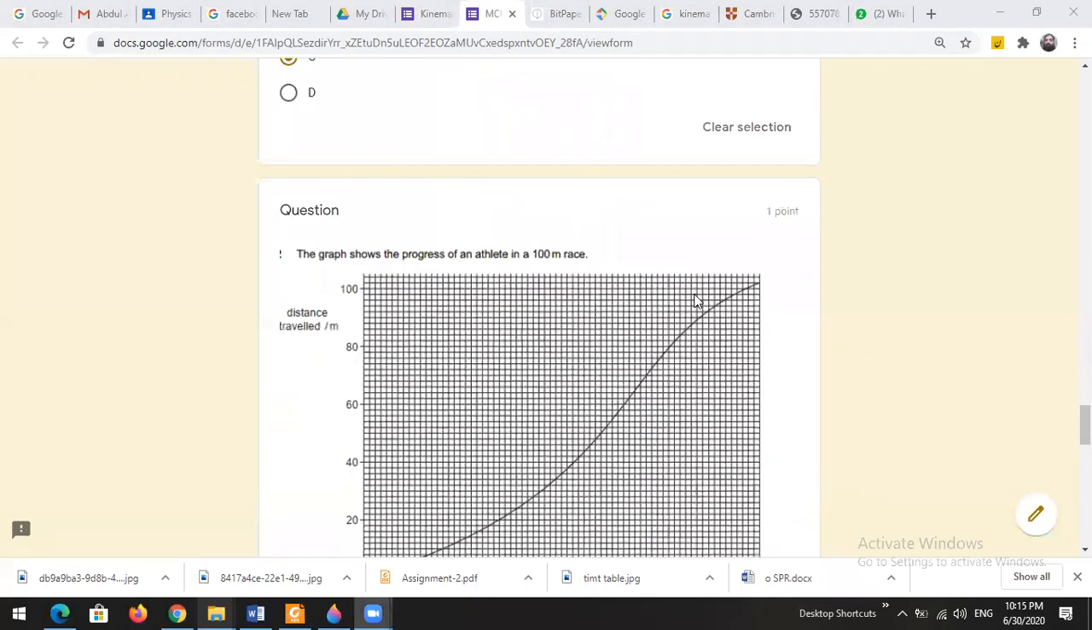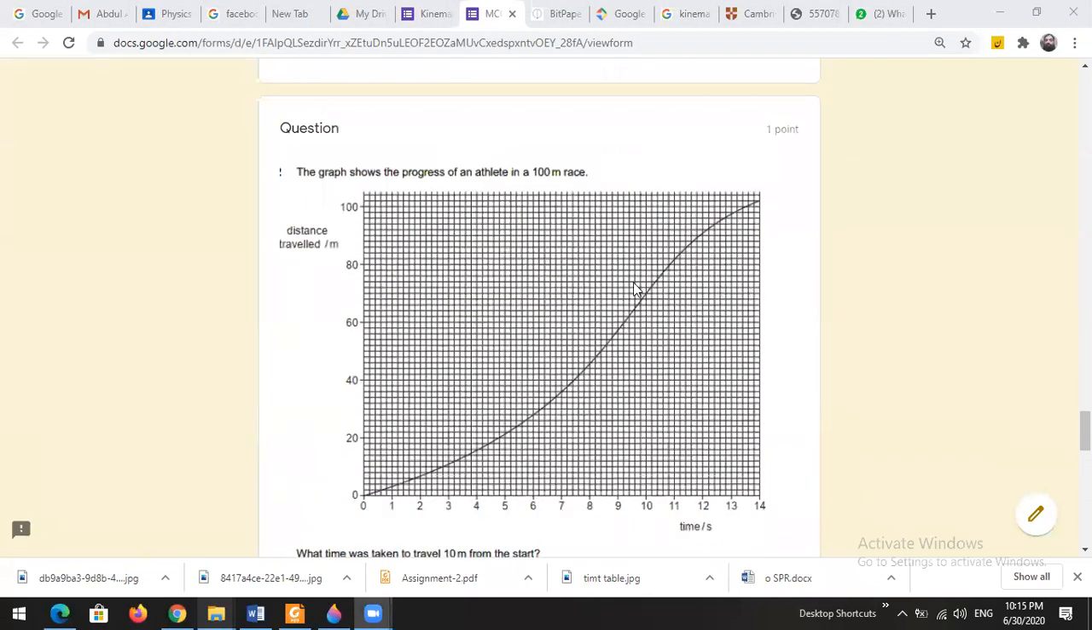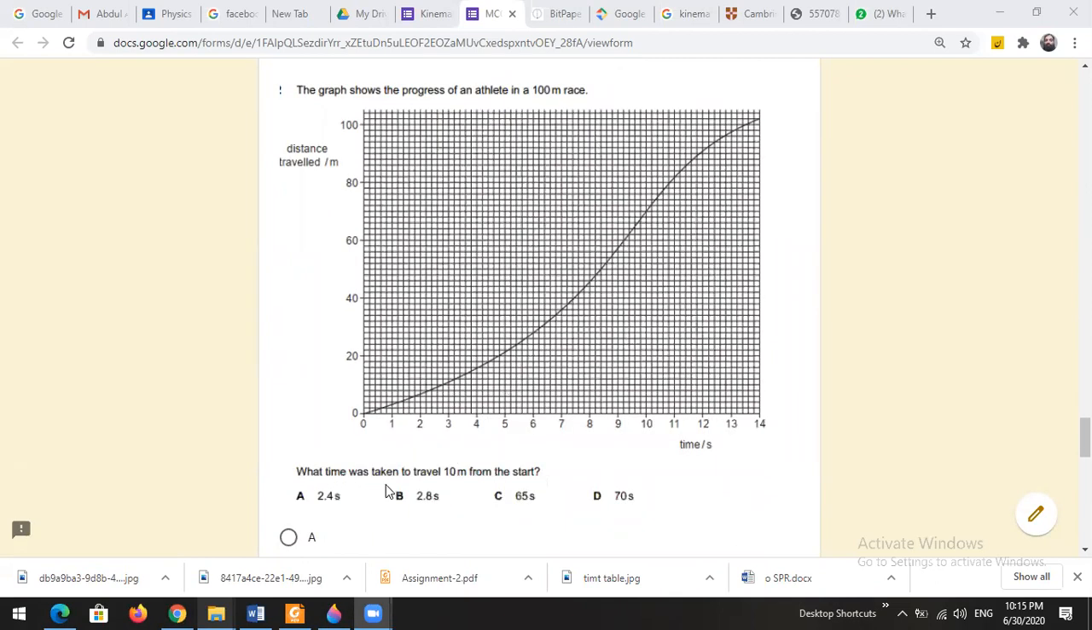Next question. The graph shows the progress of an athlete in a 100-meter race. Which time was taken to travel 10 meters from the start? So where is 10? We have to find the 10. 10 is here. 1, 2, 3, 4, 5. This is 10 meter.